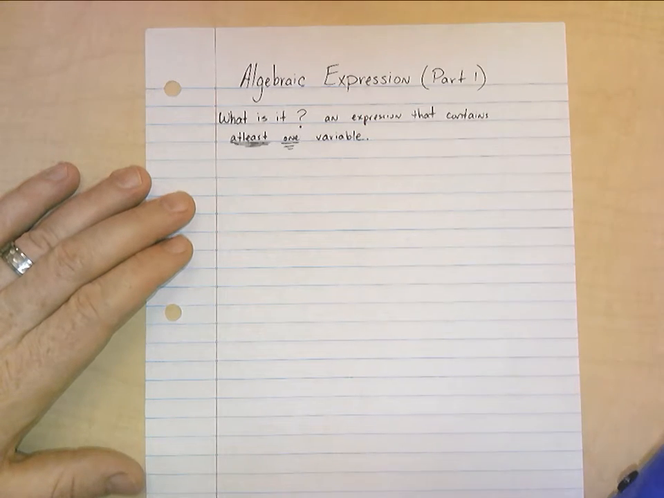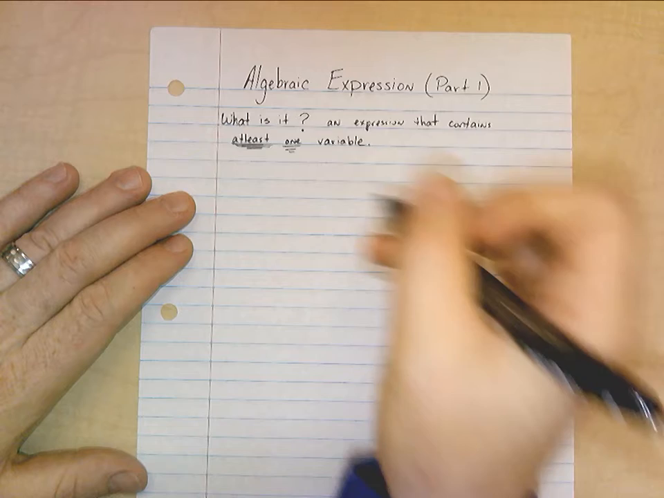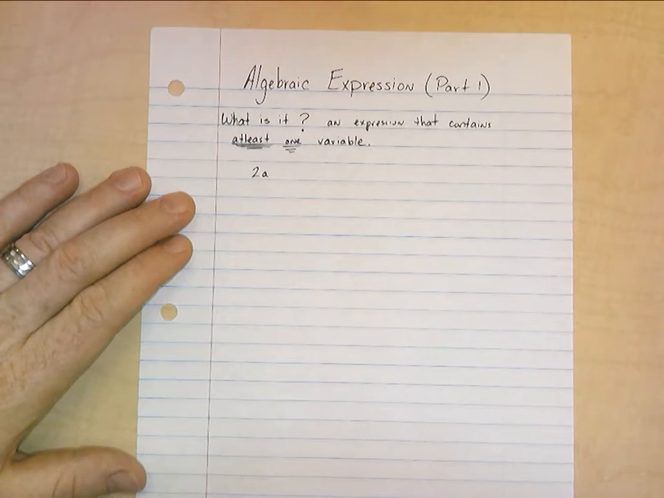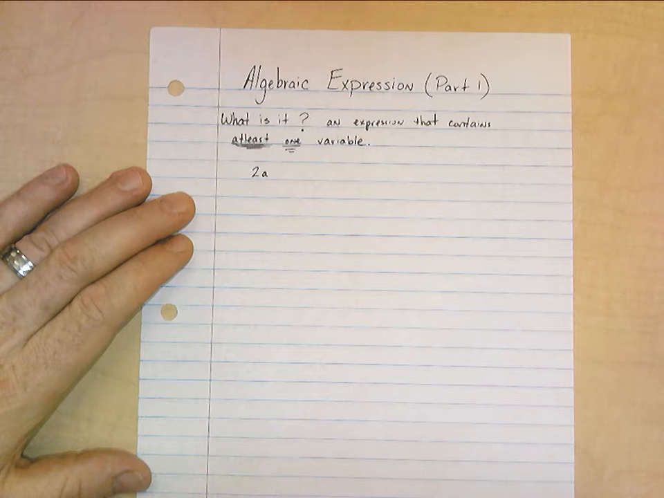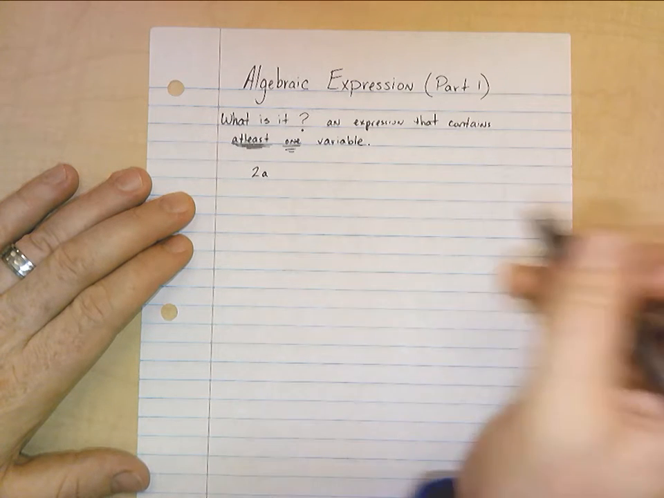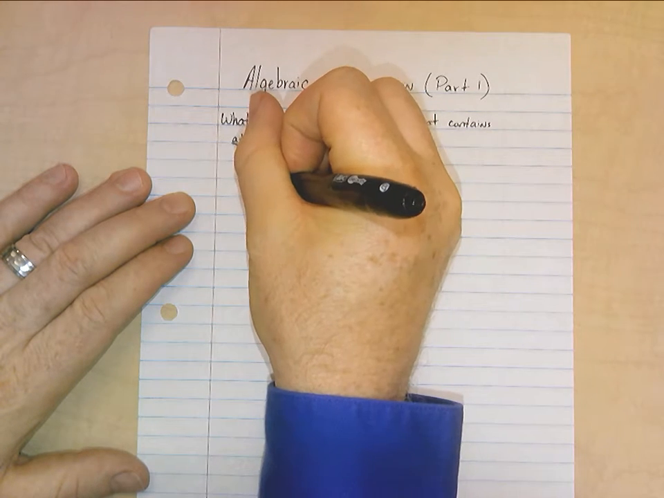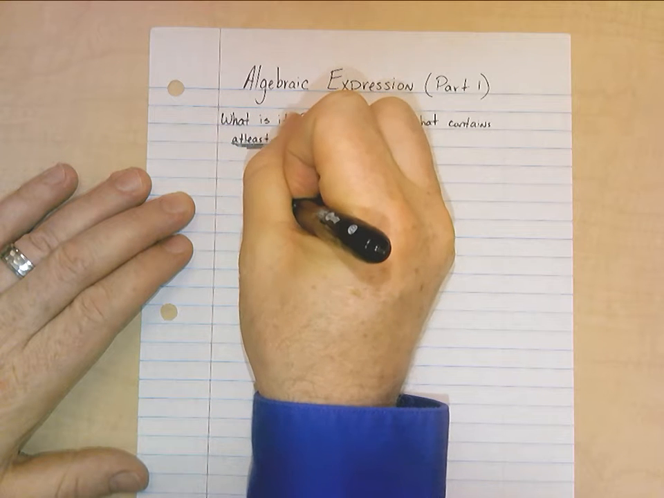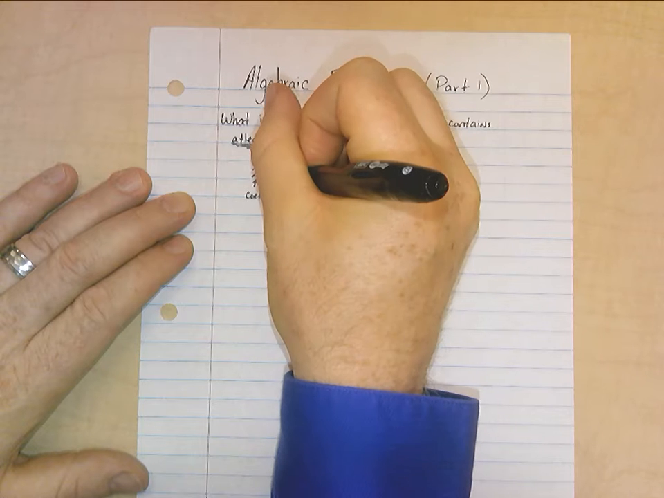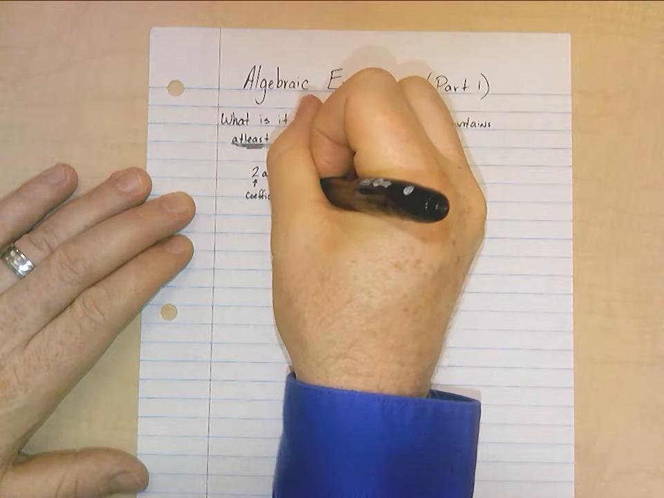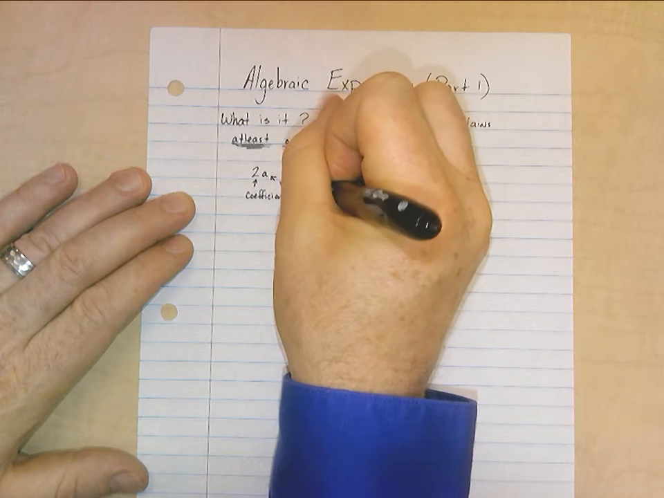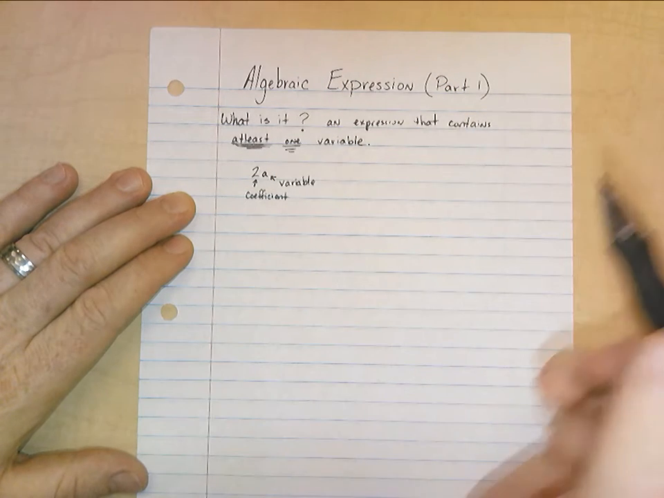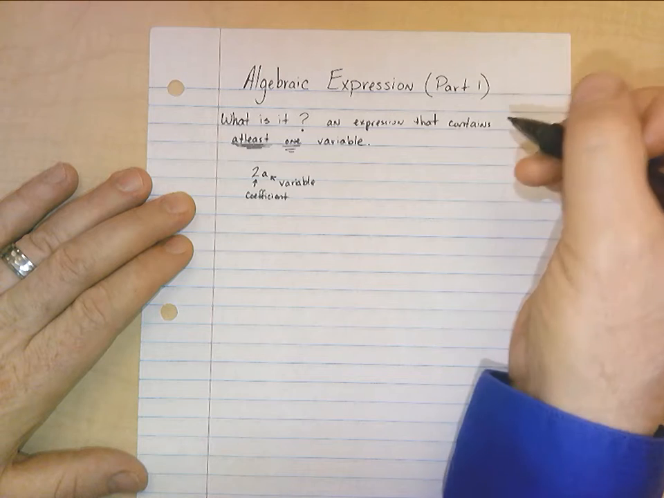For example, let's say 2a would be an algebraic expression. 2 is just 2. This is what we call the coefficient, and a would be the variable in this situation. But basically, what's happening between the coefficient and the variable here is they're both being multiplied together.